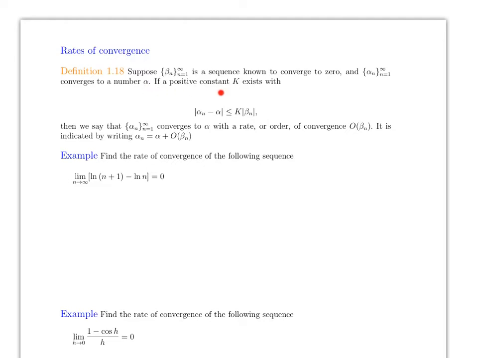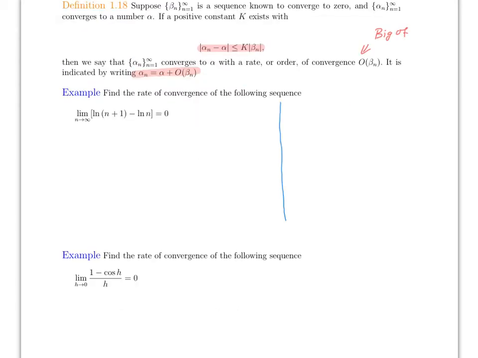So now if a positive constant k exists, where the absolute error is less than the constant times this sequence, then we say that alpha n converges to alpha at a rate of order big O of b of n, and it's indicated by this. So this and this mean the same thing, okay? Now before we do this example, let's try something easier.